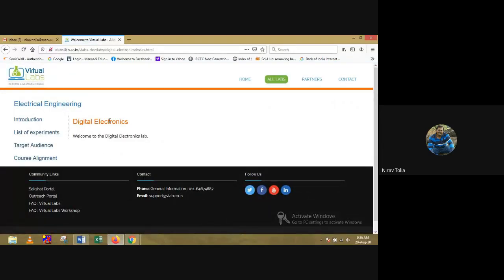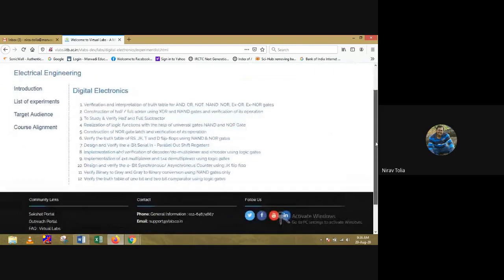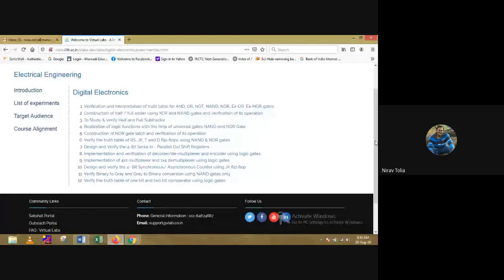In it we have an introduction, a list of experiments, the target audience they are proposed for, and a course alignment. We do not have to focus on the introduction, target audience and course alignment. We are going to the list of experiments. These are the experiments which we perform by using a virtual lab.